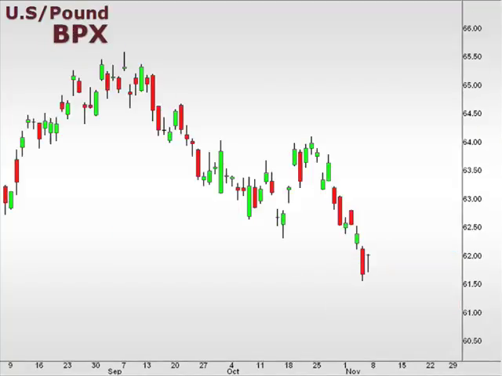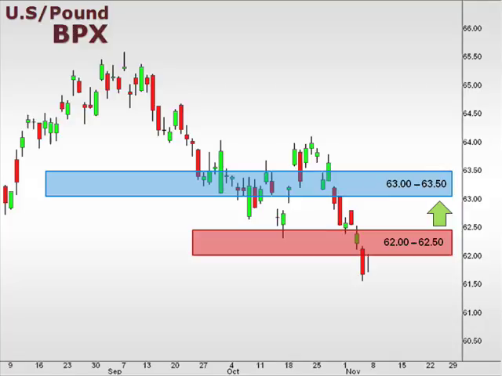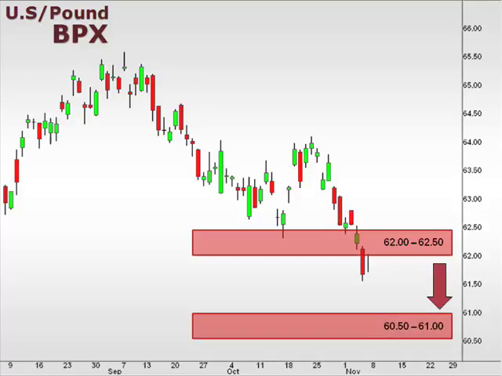Next up, the BPX, the U.S. versus the British pound. Well, the BPX broke support at 62, but retraced back into the zone on Friday. We need to see a break above 62.5 to support a tradable move to the upside, with targets sitting between 63 and 63.5. Until then, the trend remains down, with 60.5, 61 representing the next support level.